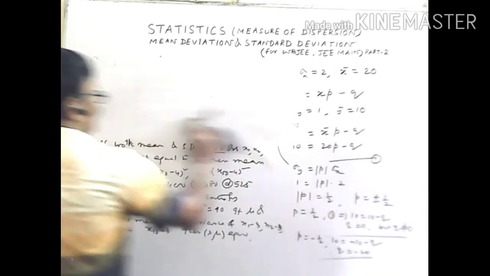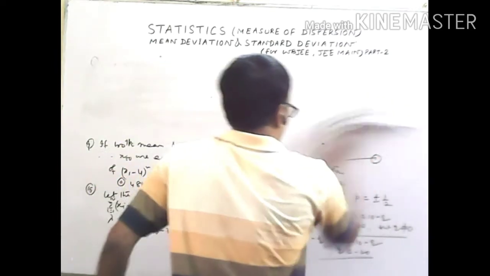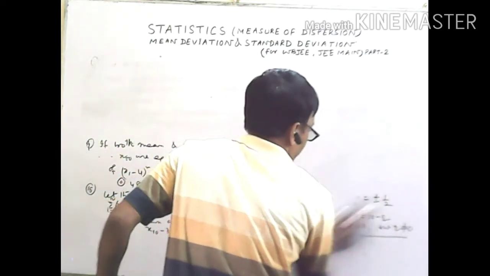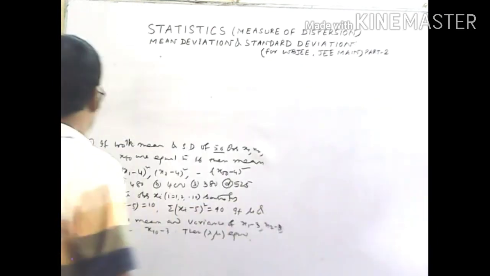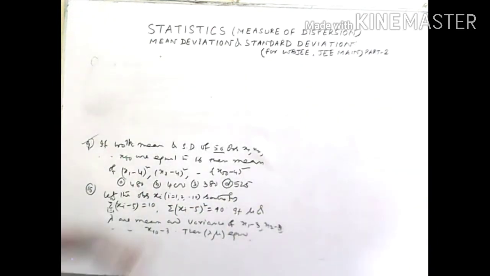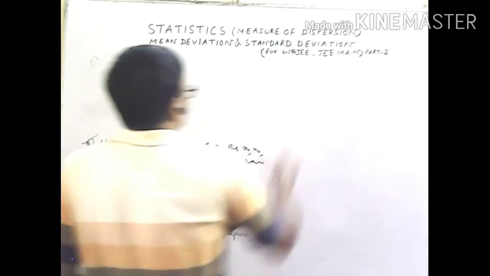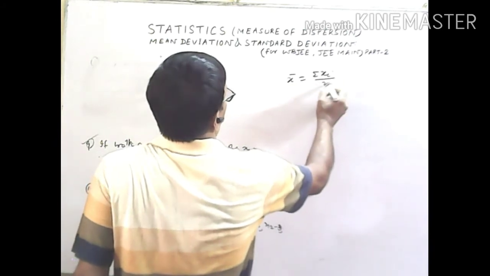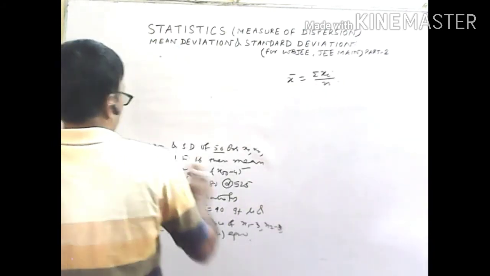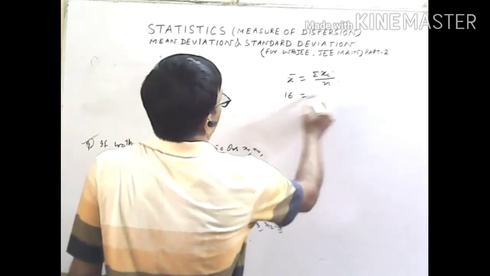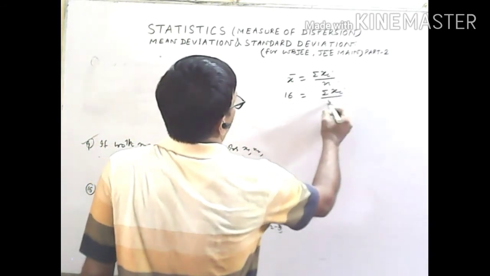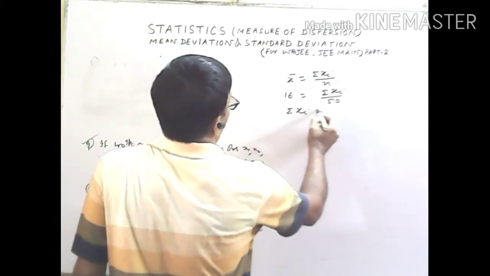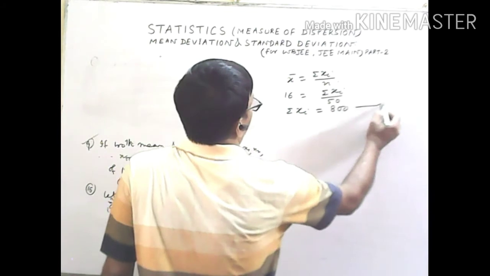Now, problem number 9. All problems are given in the description table. Look, the mean of 50 observations, x1 to x50, is 16. So the mean, x bar, equals summation xi by n. So 16 equals summation xi by 50. So what is summation xi? Summation xi is 800.